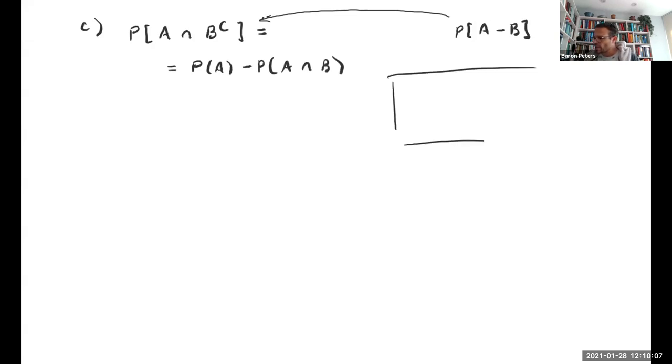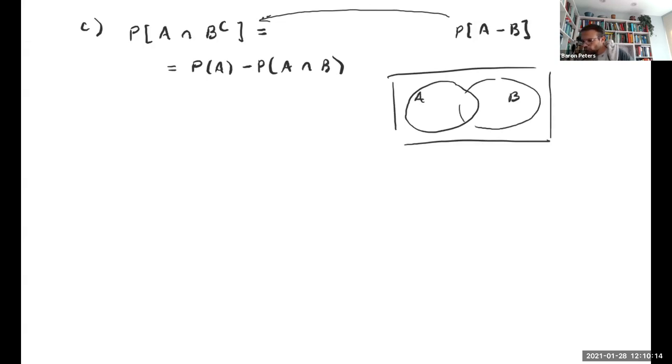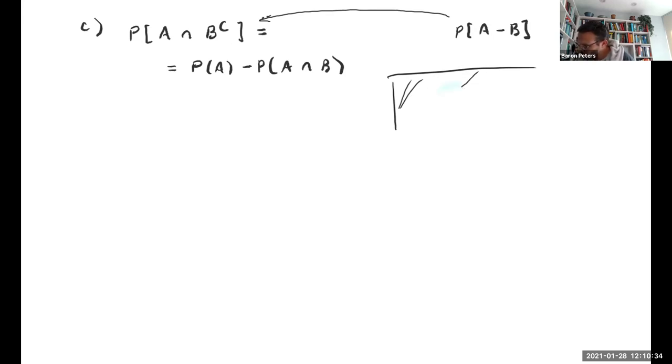Sometimes the best way to see these things is to do a Venn diagram. So I have A and B, and I want A intersection with B complement. Okay, so this is the set that I want. That's wrong. I just did that incorrectly. Is there an undo button here? There's an eraser. Let me start over again, because I completely messed that up.